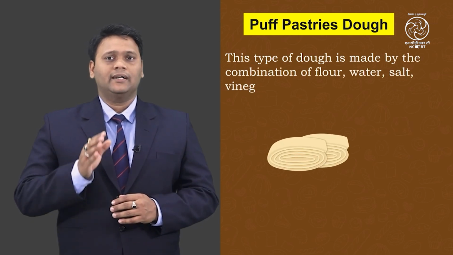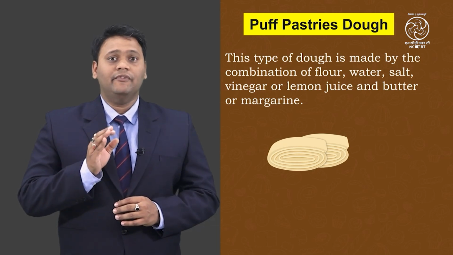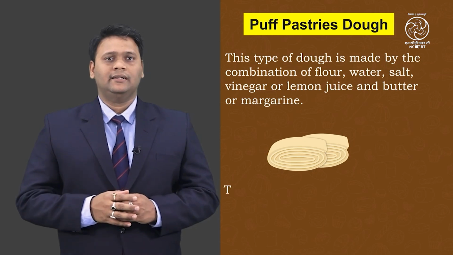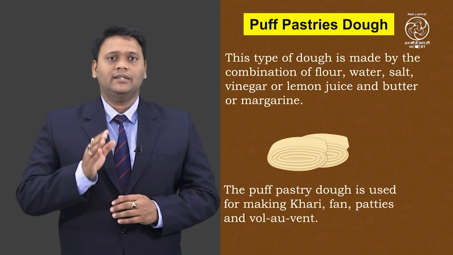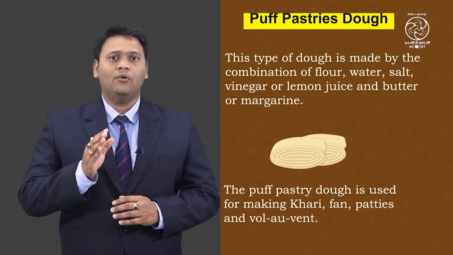This type of dough is made by the combination of flour, water, salt, vinegar or lemon juice and butter or margarine. The puff pastry dough is used for making khari, fan, petis and vol au vent.